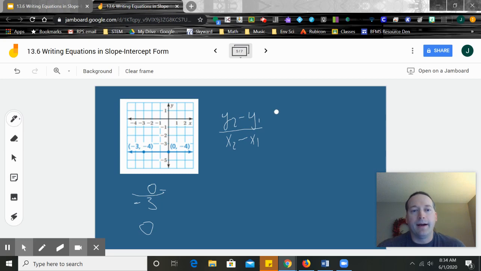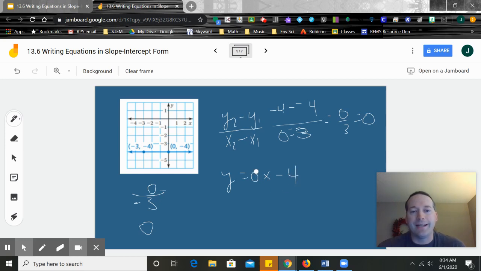So let's come here. So this would be -4 minus -4 over 0 minus -3. I don't know what that looked like. That was a little scary. So that becomes 0 over 3, which again still is 0. So the equation is going to be y equals 0x. And it goes through the y-axis at -4.